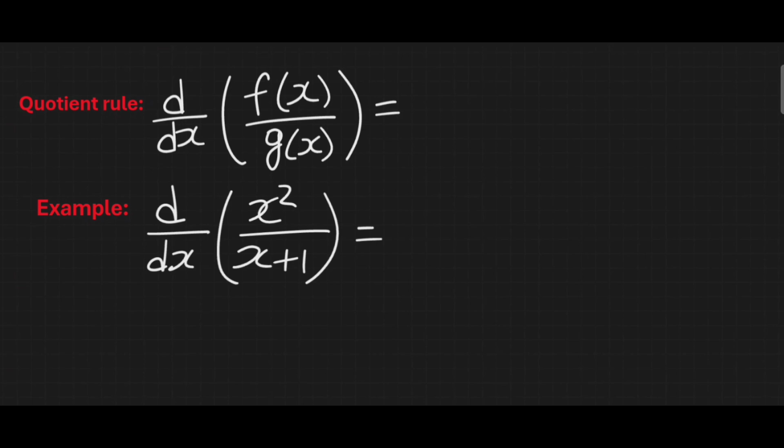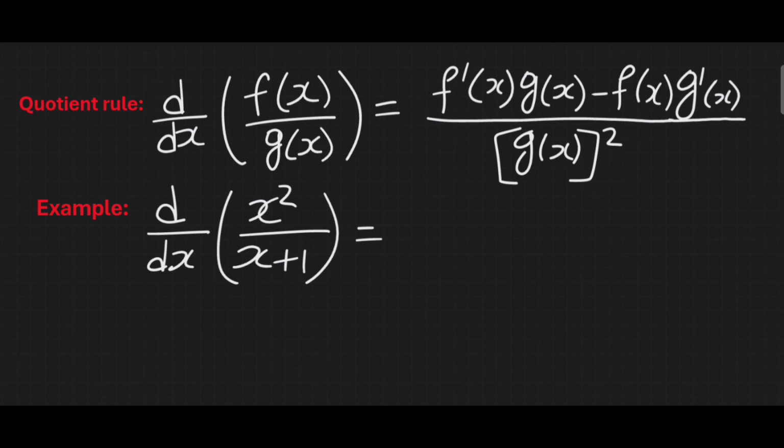Quotient rule. We use this rule when one function is divided by another. The quotient rule says d by dx of f of x divided by g of x equals derivative of the numerator, that is f dash of x, times the denominator, that is g of x, minus numerator times derivative of the denominator, that is g dash of x, all over the denominator squared.